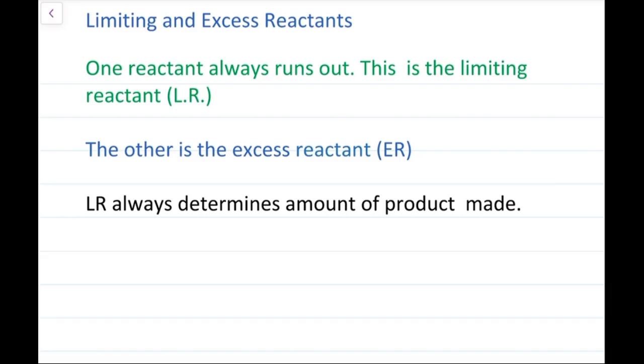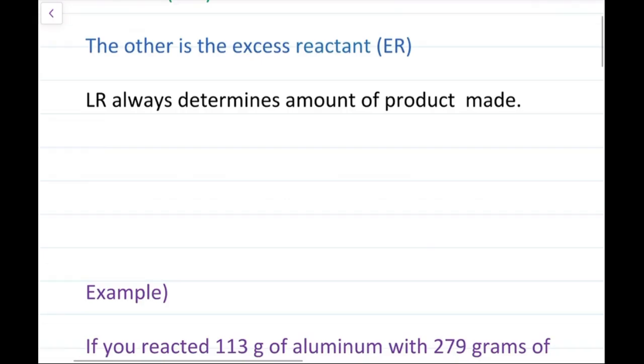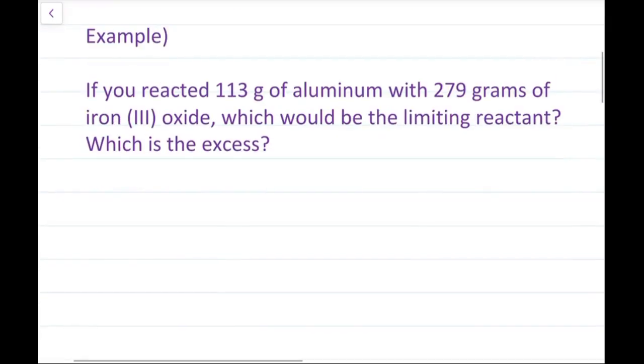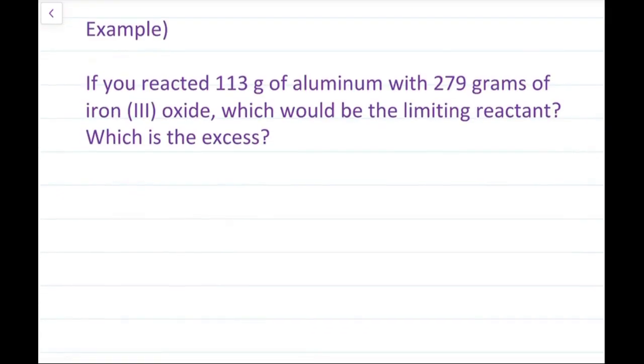And so if we're interested in calculating how much product would be made from a reaction, we always need to know which reactant limits the reaction. So make sure that you've taken these notes, and we're going to go through an example. Okay, so go ahead and write down, or paraphrase if you want to, this example.